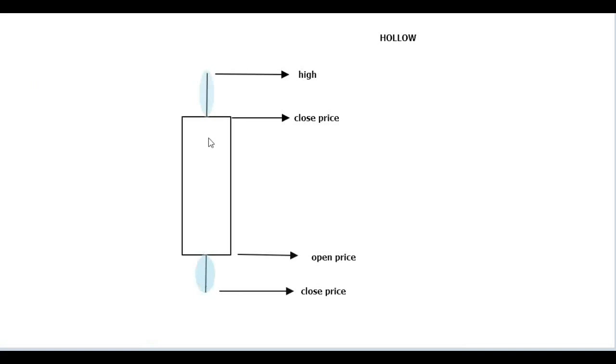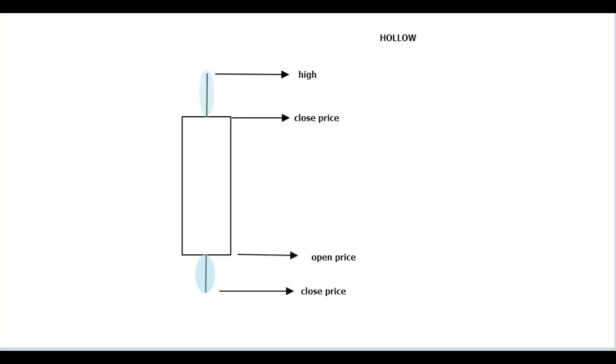A white candlestick means that the open price has been lower than the close price. When the close price is above the open price, a white or hollow candlestick is formed. Of course, in order to create the candlestick, you need certain data: the open, the high, the low, and the close values of each time period that you want to analyze or display.